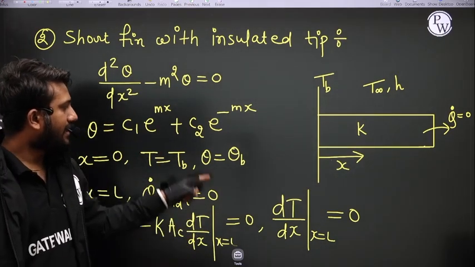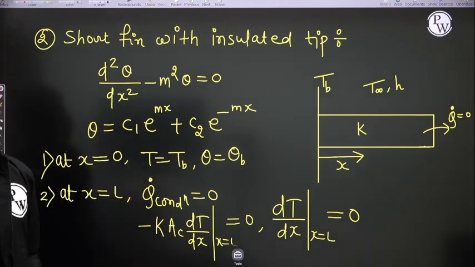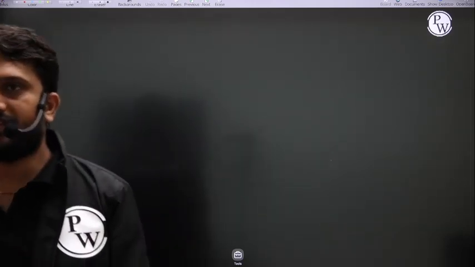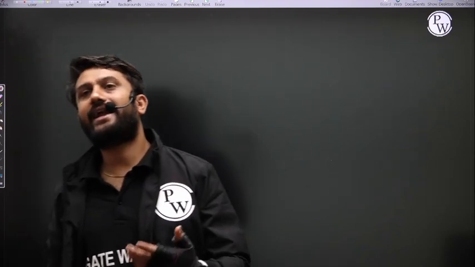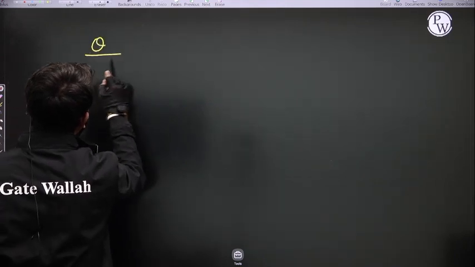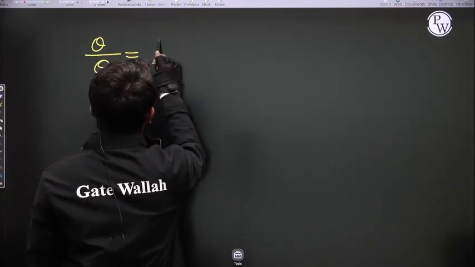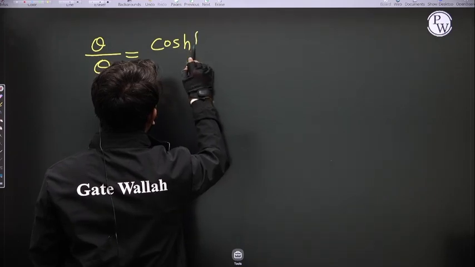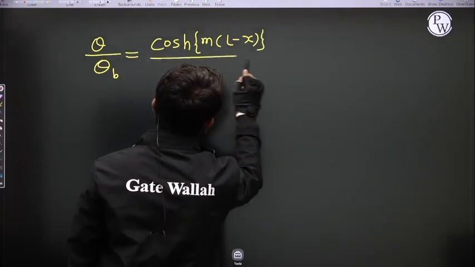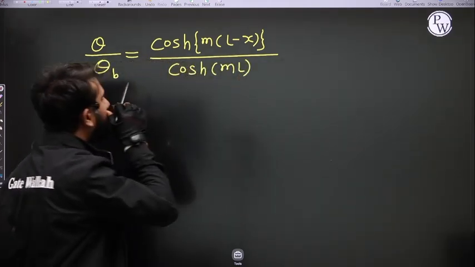If you consider these two boundary conditions, you can easily find out c1 and c2, and after finding c1 and c2, what you get I directly write here: theta by theta b is equal to cosh m(L minus x) upon cosh mL.